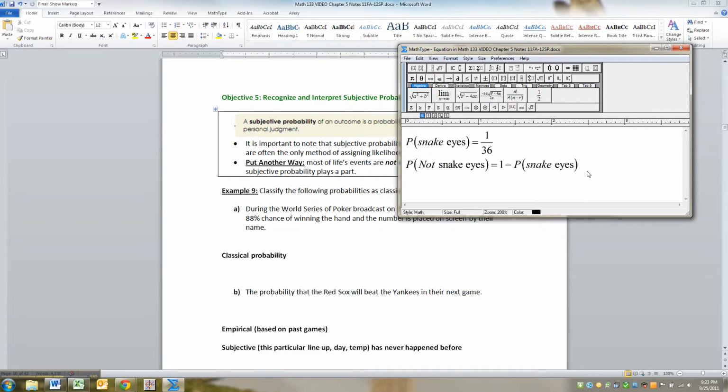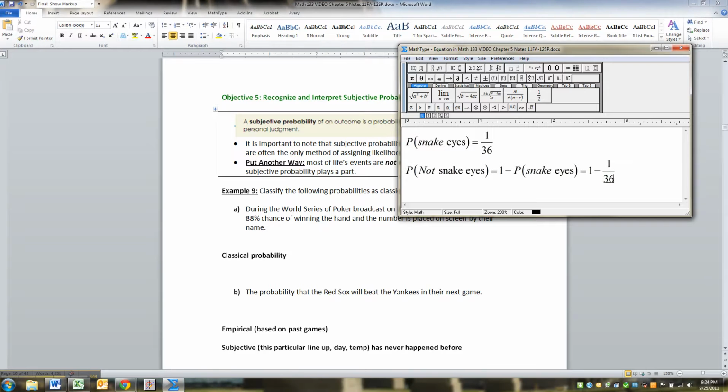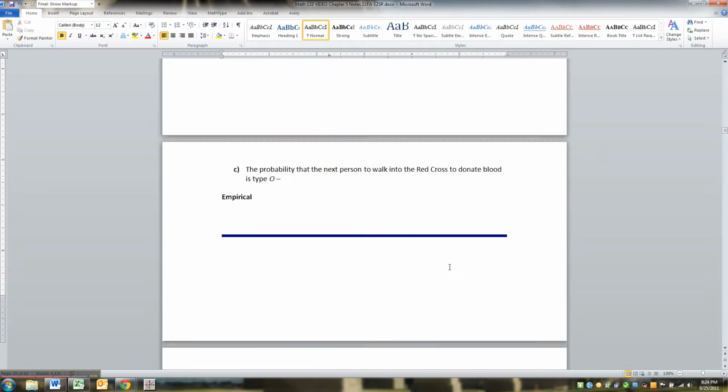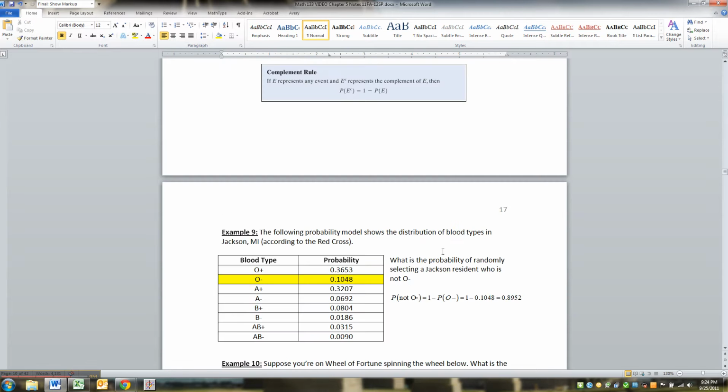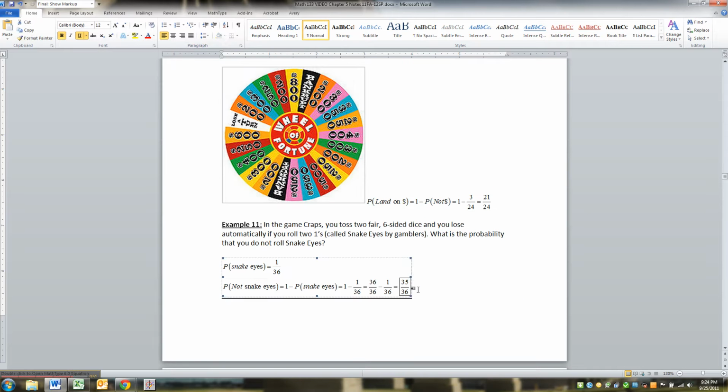So the probability of not getting snake eyes is 1 minus 1 out of 36. In other words, in algebra class, you learn that's 36 out of 36, take away 1 out of 36, which is 35 out of 36. And that is your final result right there. I'll scroll back down to it so you can see. Takes me a minute. There it is, right there. Cool.